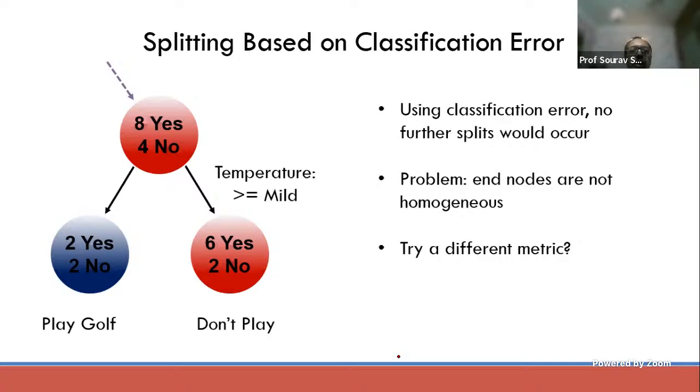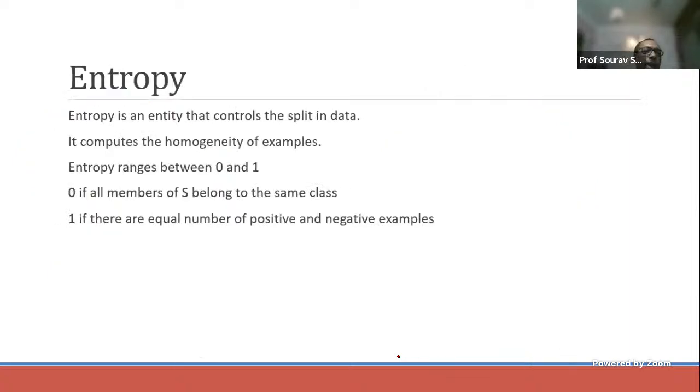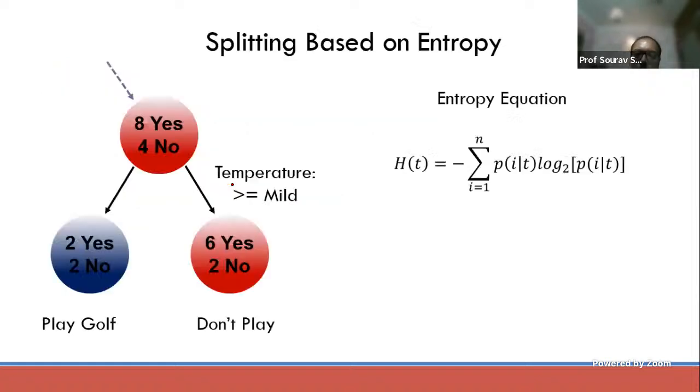So here, at least with classification error, we could not proceed much. Why? Because again, it has given me a 0, right? Can we try out some different metric? Yes, some different metrics are there. That is when we'll come to entropy. Entropy, as I said, comes from the domain of physics, and computes the homogeneity or the amount of randomness in some particular matter or state. Entropy typically lies between 0 and 1. 0 means all members belong to the same class. 1 means that there are probably equal numbers of positive and negative examples, right? So let's see how we measure the entropy. This is how you measure the entropy.